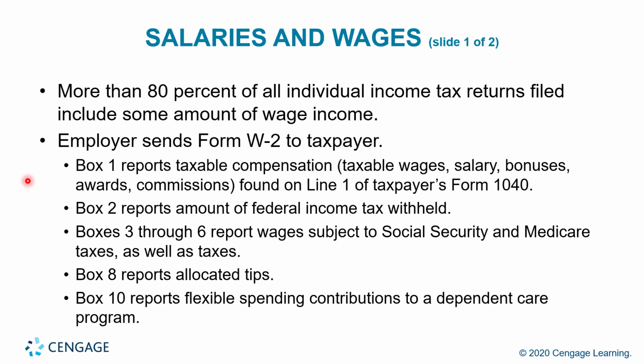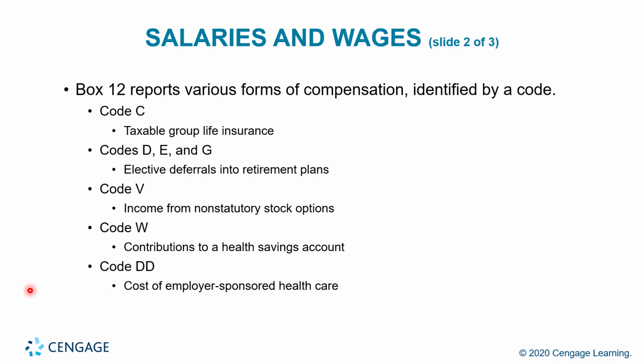And so box 8 reports allocated tips. In some employers or jobs, people earn tips as they work. Box 10 reports flexible spending contributions to a dependent care program, if provided. Box 12 reports various forms of compensation, and they're all identified by a code. And so here you have some various codes.